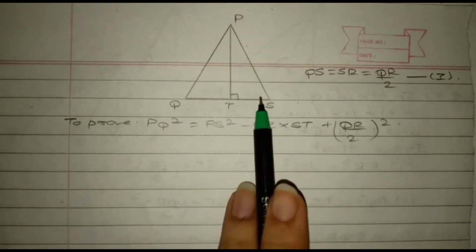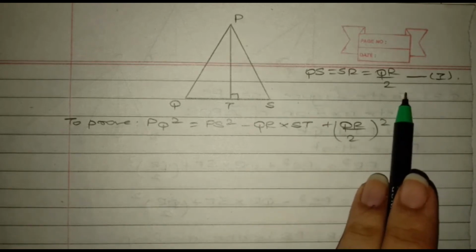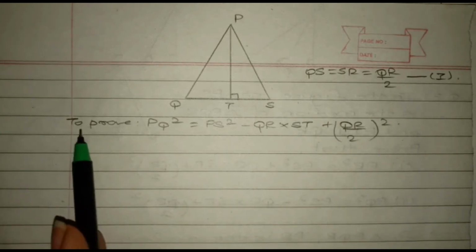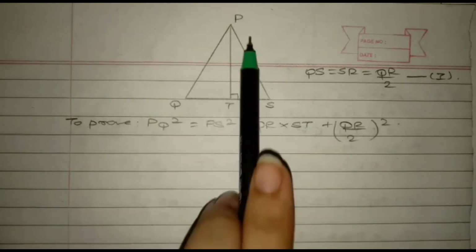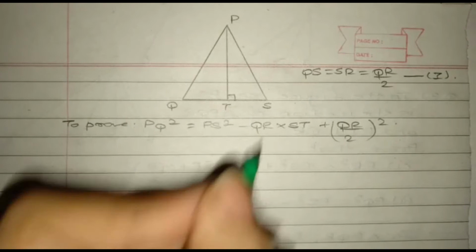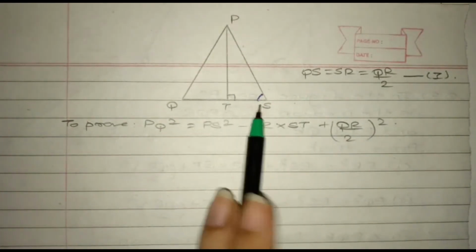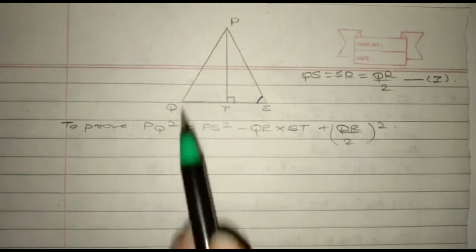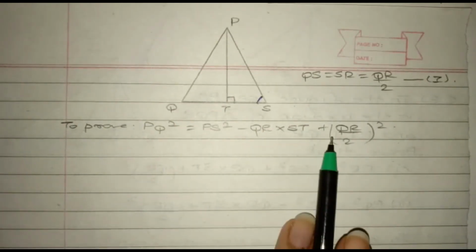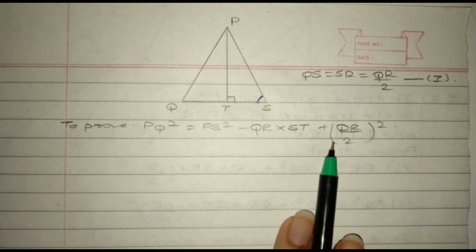Now I have drawn the diagram which is needed. I have also written the first statement so that we don't have to turn the page, and we have to prove this statement. Now we want PQ square, which is the side opposite to acute angle S. So we are going to consider acute angle PSQ, and then we are going to prove this statement using application of Pythagoras theorem. So let us write.